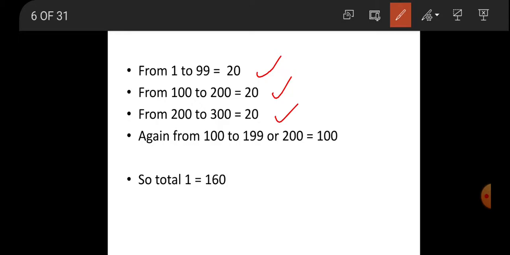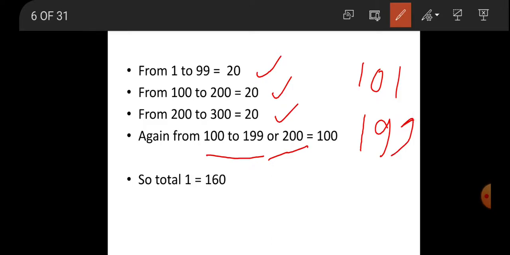But while we write from 1 to 199 or 1 to 200, we start with 101 and end with 199. We begin with 100 also. So all together there are 100 ones, because in 101, 102, 103, in all of them we write 1 at the beginning. So all together there are 160 ones. From 1 to 300 we have to write the digit 1 one hundred sixty times.